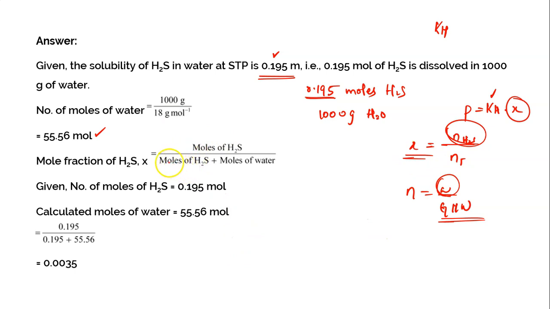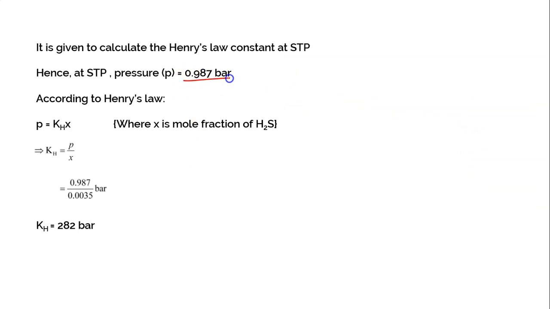we can now calculate mole fraction. In the denominator, note that you're taking total number of moles of H2S and water. So it's got to be 0.195 plus 55.56. When you simplify this, the mole fraction is 0.0035. And now you have calculated mole fraction. You already know pressure. Since they said STP, standard temperature and pressure, it has to be 0.987 bar. So since you know pressure and mole fraction, substitute both the values and calculate KH, Henry's law constant. I hope you have understood how to solve this. In case you have not, please don't hesitate asking me the doubts in the comments. Let's get ahead with the next question.